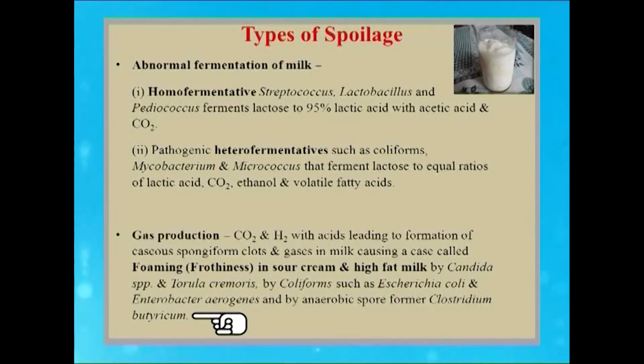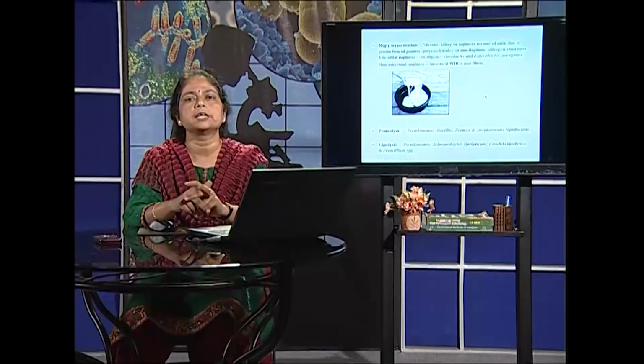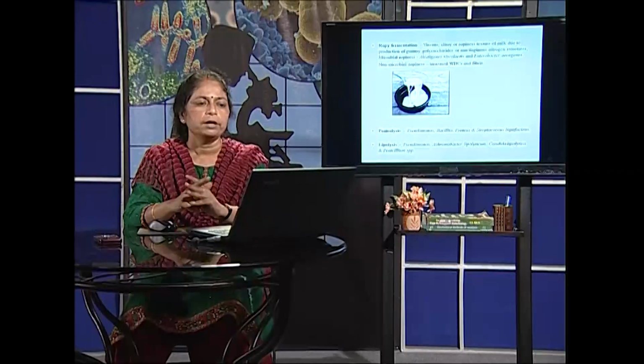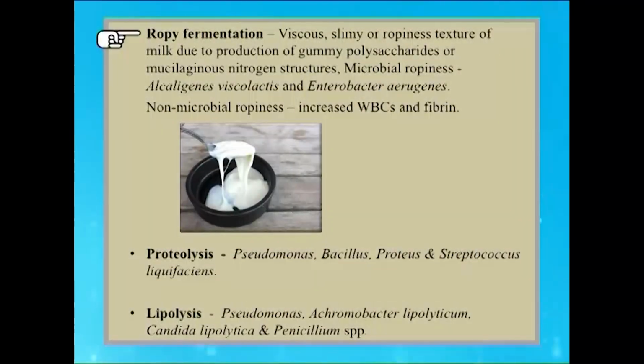This is called foaming or frothiness in sour cream and high fat milk, caused by species of Candida, Torula cremoris and many coliforms such as Escherichia coli, Enterobacter, Clostridium, etc. Ropey fermentation is another type of spoilage of milk where we find that a viscous, slimy or ropy structure of the milk appears. This is due to the production of gummy polysaccharides or mucilaginous nitrogenous structures produced by different species of bacteria.